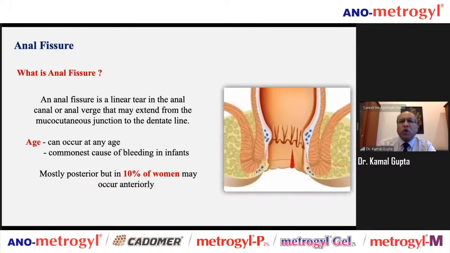Now, coming to the next topic, that is fissure. I will be covering only the basic anatomy and the commonly asked questions, when I go to any conferences or maybe go somewhere to teach, what people ask. So anal fissure, all of us know very well that it's a linear tear in the anal canal or anal verge that may extend up to the dentate line.